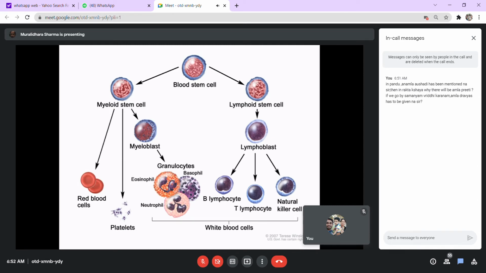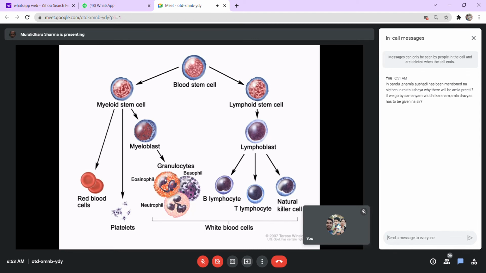Or it can be myeloblast, which is developing into granulocytes, where you will have the WBCs, particularly basophil, eosinophil, and neutrophil. They are called granulocytes because when you see under the microscope, the cytoplasm shows multiple granules of different colors. When you use a hematoxylin and eosin stain, these granules take the eosin stain and hence look red in color, and hence it's called eosinophils.